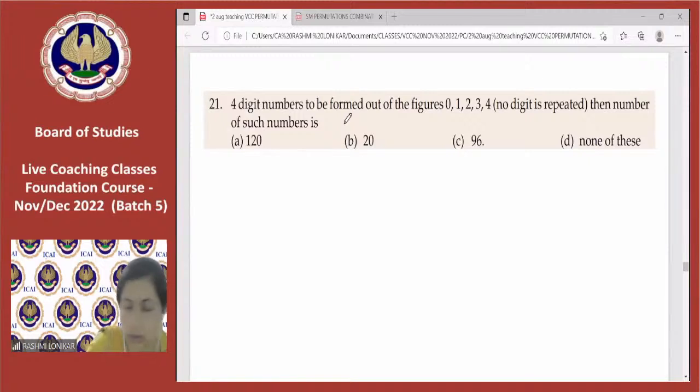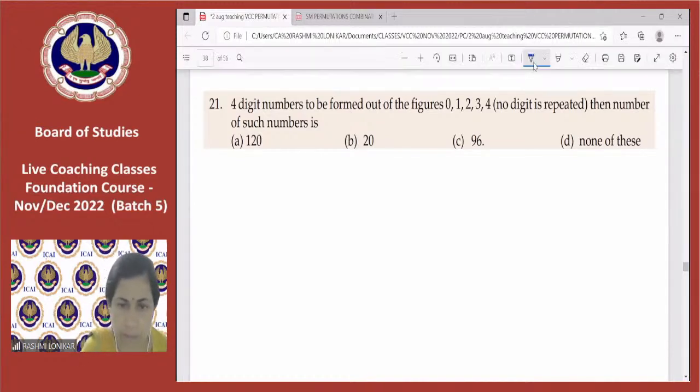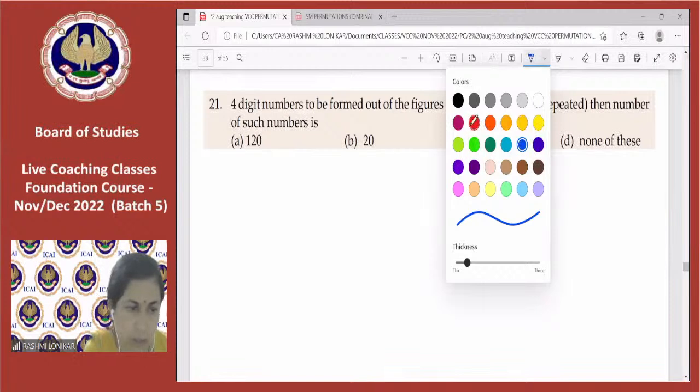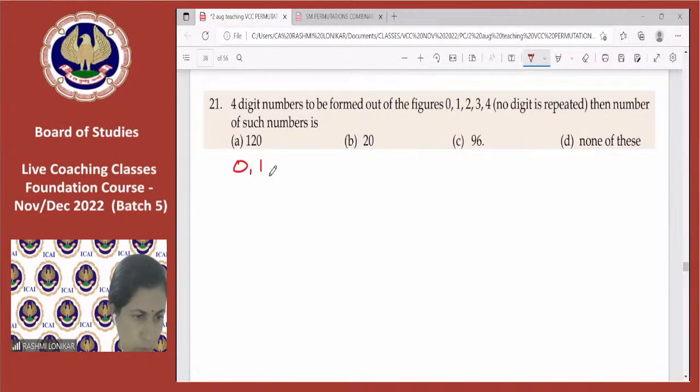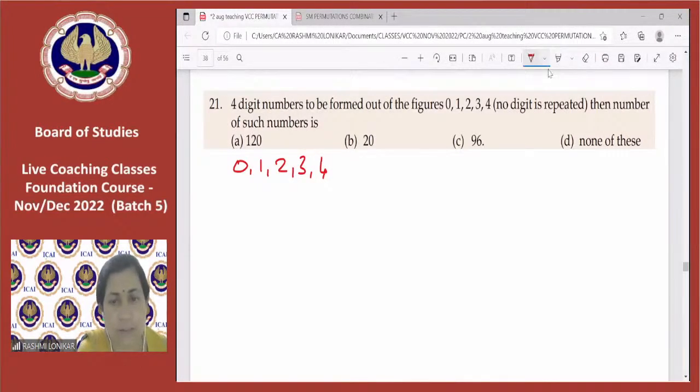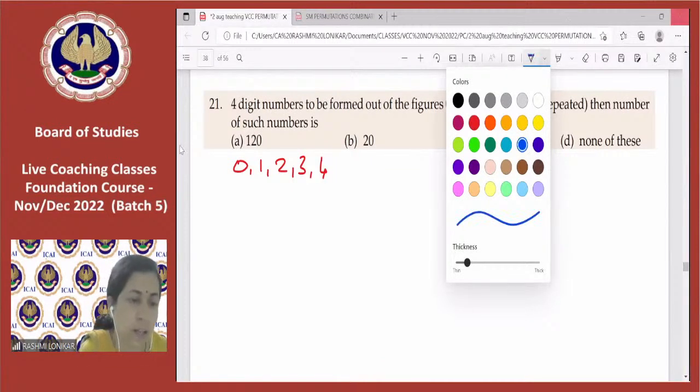Now this is also a very interesting sum. What will happen over here? There are 4 digits to be found out of the figures 0, 1, 2, 3, 4. This is a special case. Whenever you have 0, you have to be very careful. Because 0, if it is on the most left hand side, it will have no value. That is why you have to be very careful with this step.